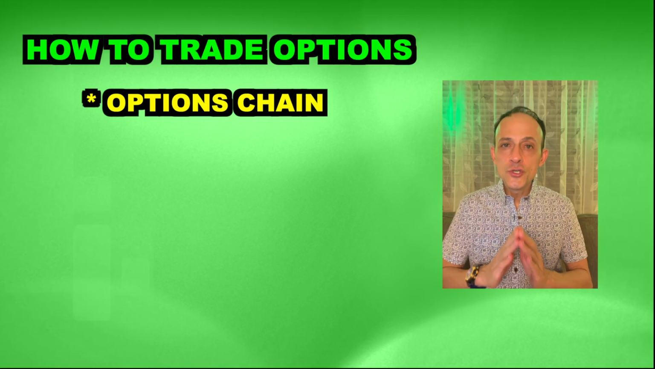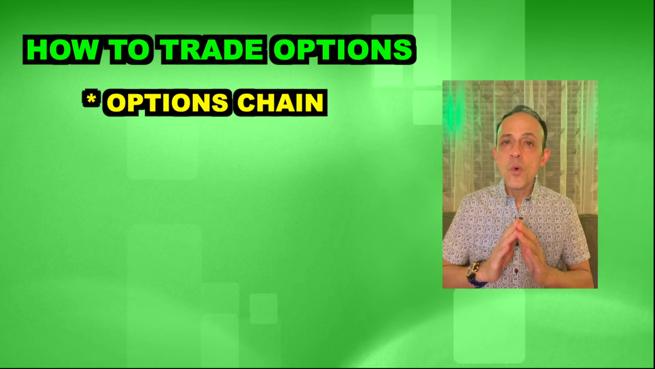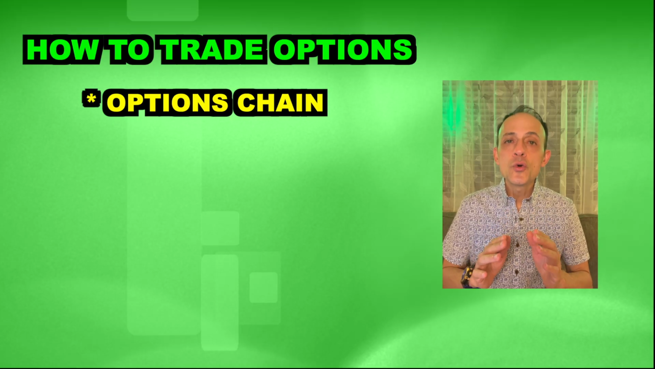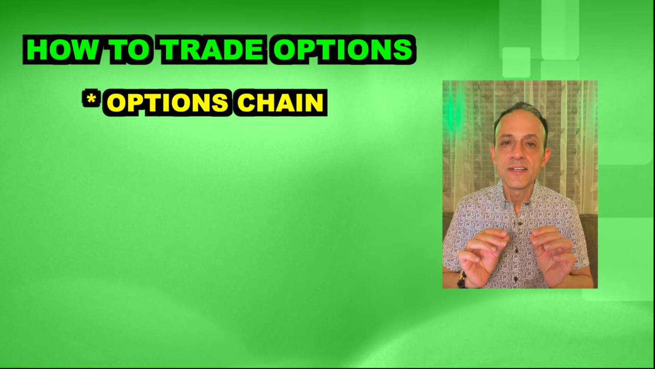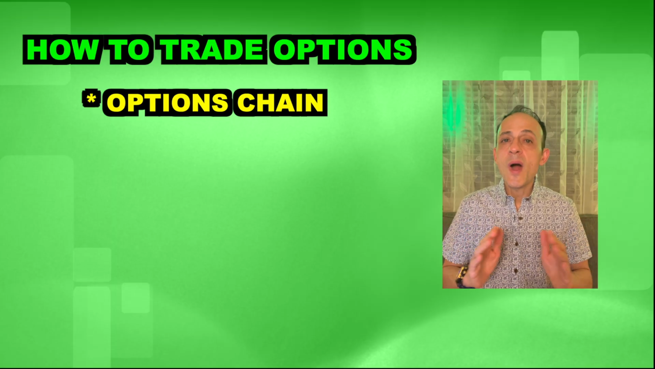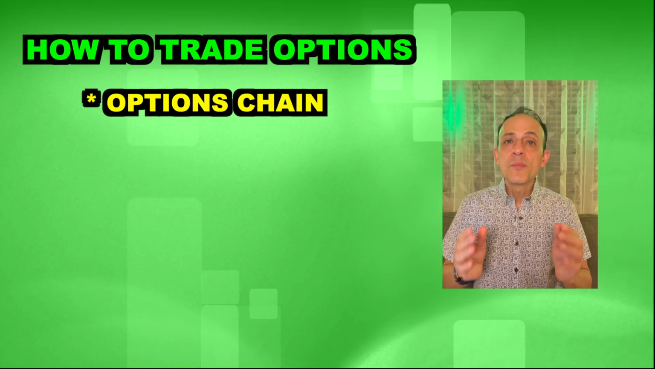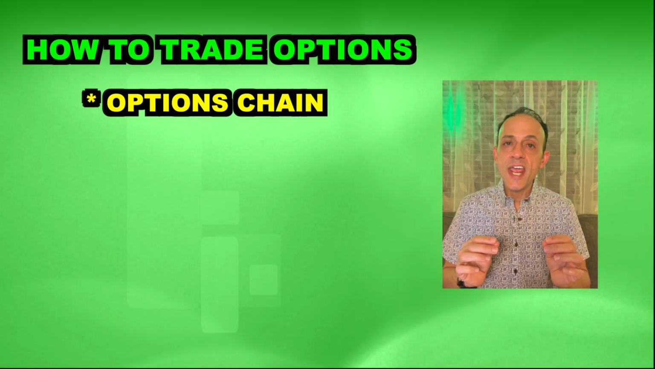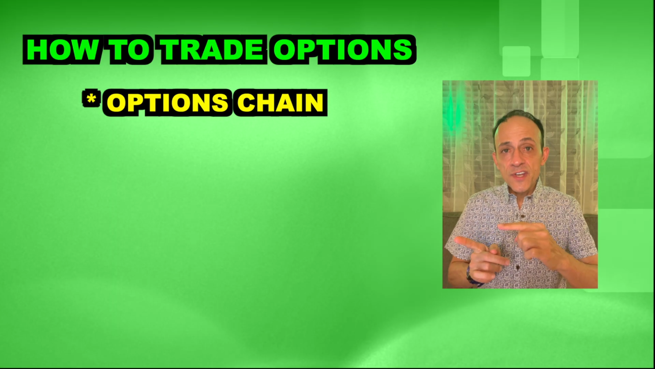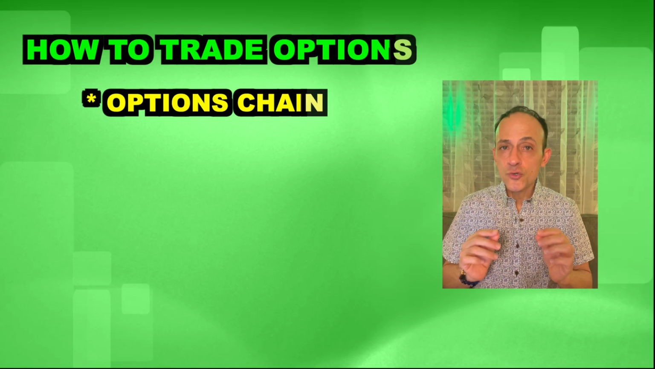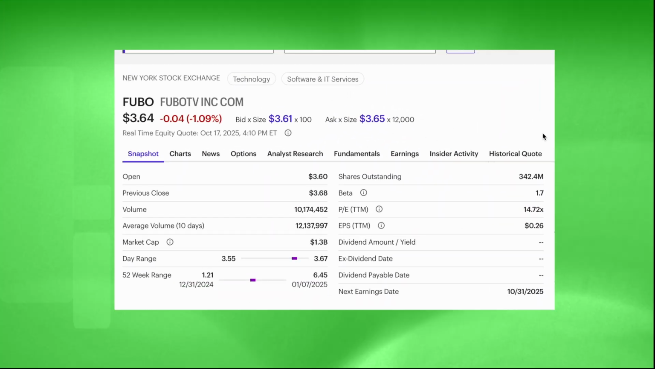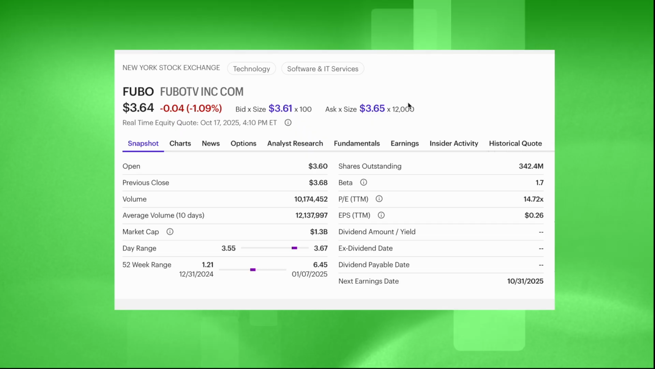First thing you're gonna do is find the stock that you want to invest in and then go to the options chain. Each platform is different, so I don't know how it works with your platform, but every platform must have an options chain button. So for this video, I'm gonna show you on E-Trade. Let's go.